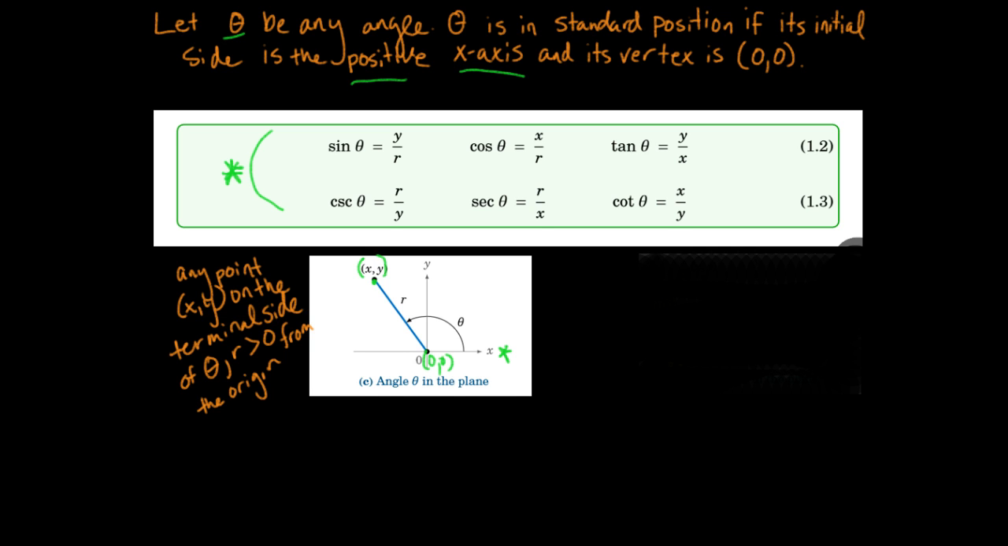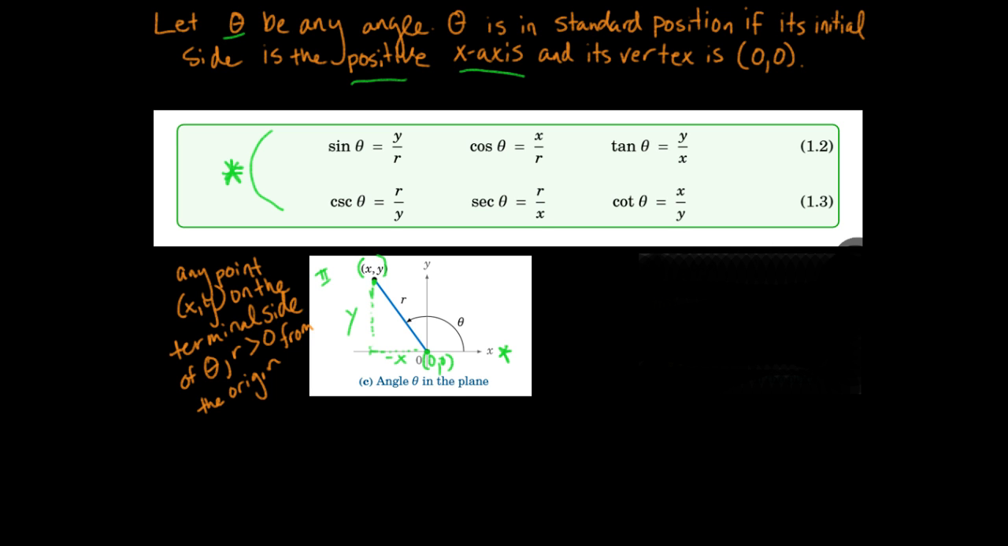Then you can set up these trig ratios. Now let me explain a little bit about this. R actually is equal to, and let me explain why. If I drop an altitude down, I know then from the origin I'm going over negative x units, and I'm going up y units, if we're in quadrant 2, that is.